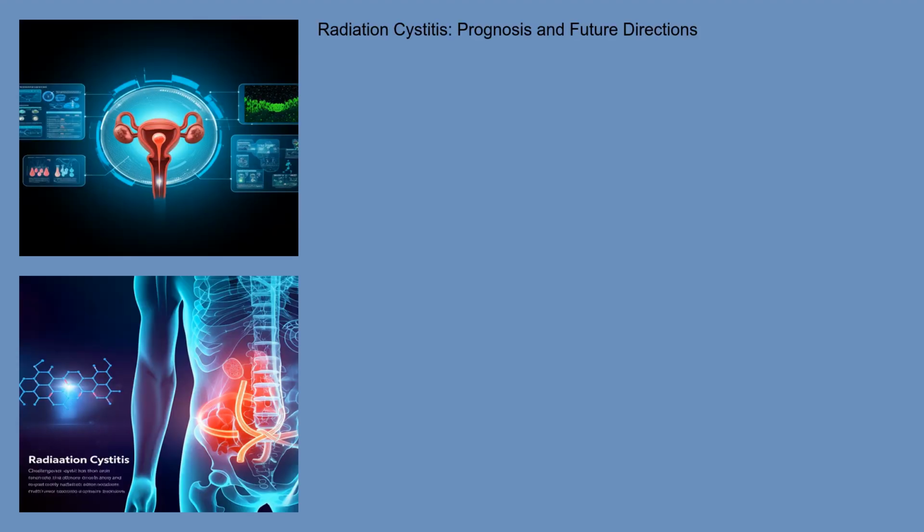The prognosis for radiation cystitis varies widely depending on the severity of the condition and the individual's response to treatment. Mild cases often resolve with conservative management. However, chronic radiation cystitis can be a long-term challenge, significantly impacting quality of life. Recent research focuses on developing more targeted therapies to reduce radiation-induced bladder damage and improve treatment outcomes. This includes exploring new medications, refining radiation techniques, and investigating regenerative medicine approaches to repair damaged bladder tissue.